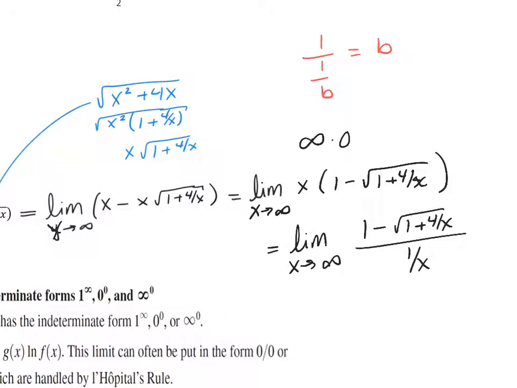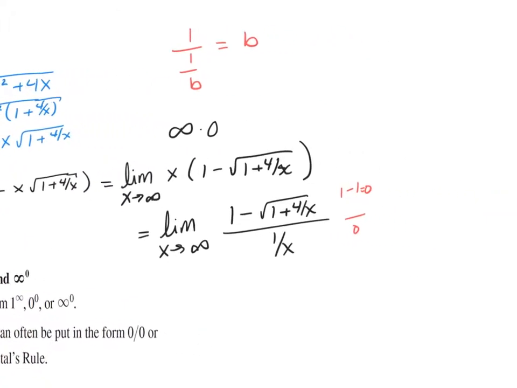Now what I have is 0 over 0. So if I put in x goes to infinity, the numerator is going to end up being 1 minus 1, which is 0. And then in the denominator, this is also going to be 0. So now I have 0 over 0, which says I get to use L'Hopital's rule.